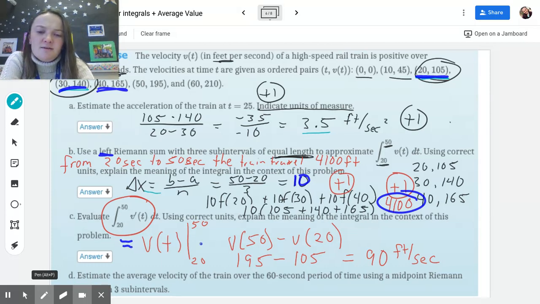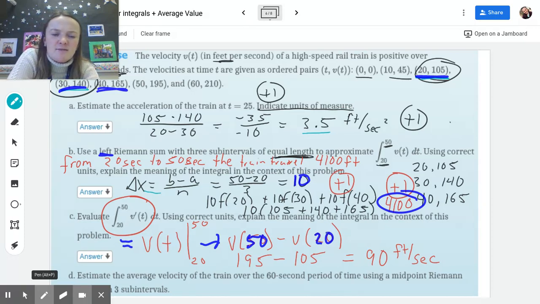If I evaluate v of t using the fundamental theorem of calculus, I'm going to evaluate it from the upper bound to the lower bound. We can get v of 50 minus v of 20, which is 95 minus 105, which is equal to 90 feet per second. And it says, hey, explain the meaning of the integral in this context. Basically, from the time t equals 20 to the time t equals 50, I have a net gain of 90 feet per second in velocity.